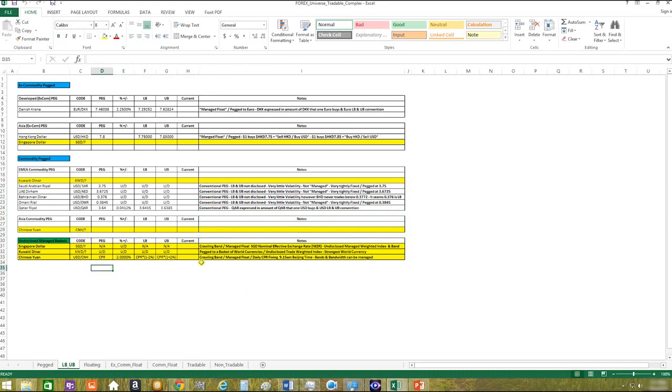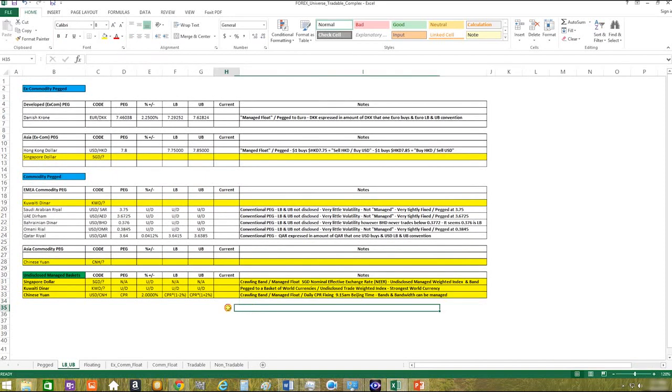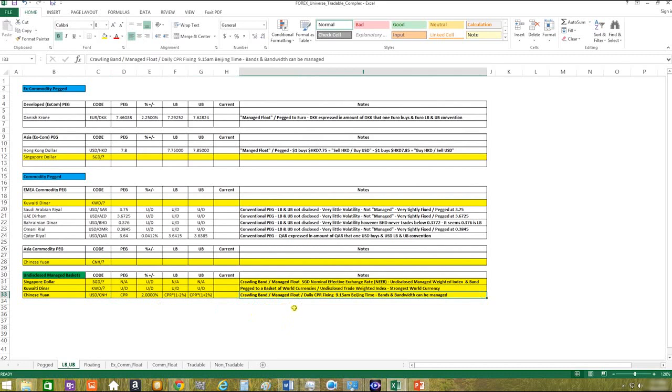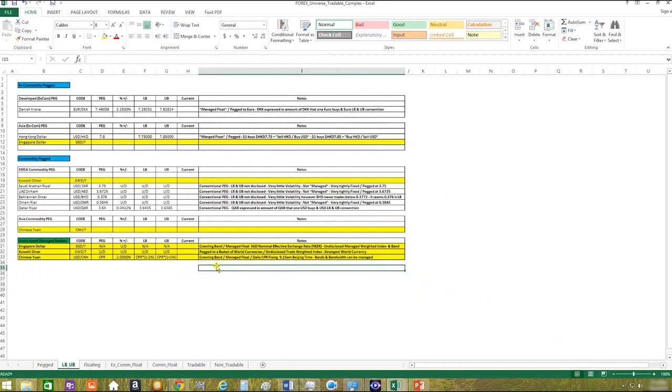You'll learn some different definitions, for example, the Chinese yuan being pegged to the US dollar with a crawling band, and essentially it being a hybrid situation where it's a crawling band / managed float, and there's a daily fixing at 9:15 in the morning Beijing time, and the bands and bandwidth of the pegs are managed every day. So go through all of these, learn about them, and in your own time you can begin to really understand how they work.